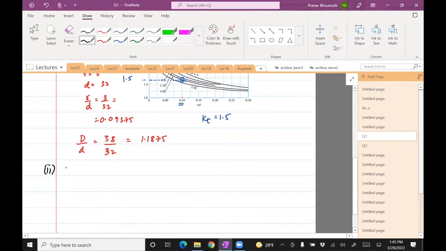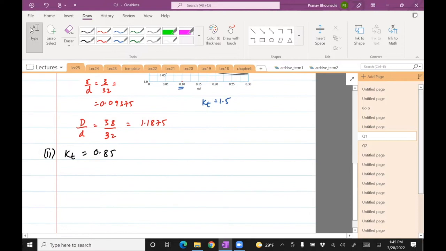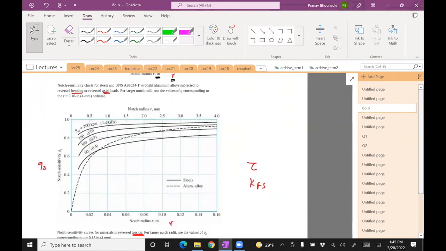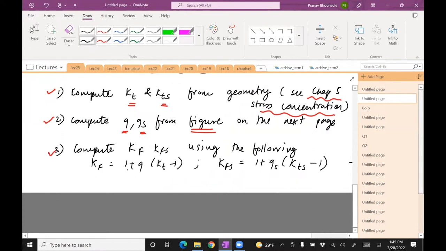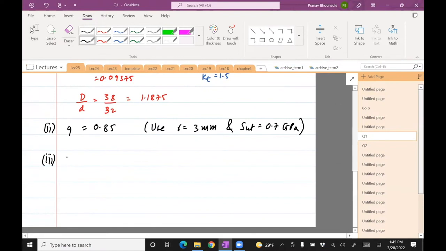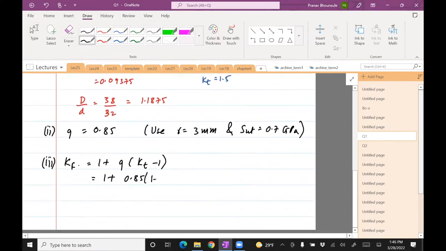Step 2, we have Q is 0.85. Use r equals 3 mm and SUT is 0.7 GPa. Okay, in step 3, compute KF by using this formula: KF is 1 plus Q times KT minus 1. 1 plus Q, which is 0.85, times KT, 1.5 minus 1. So that is 1.425.